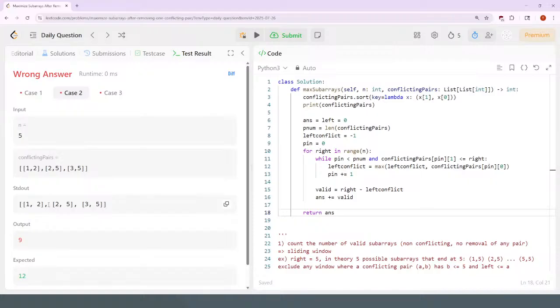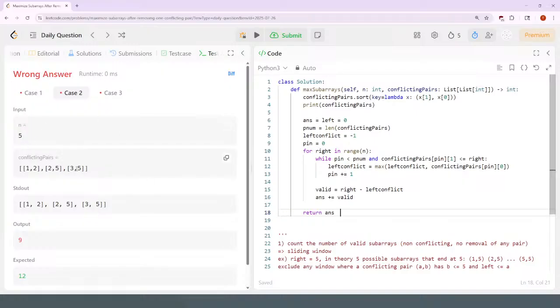Probably do the little math here. There should be 15, and of those 15, the things that include 2, 5, and 3, 5 would be 3, 5, 2, 5, 1, 5, so that's 3. And then things that include 1, 2 would be 1, 2, 1, 3, 1, 4, 1, 5. 1, 5 is already done, so this one does 3, so 3 plus 3 is 6, so 15 minus 6 is 9. I think this is right.